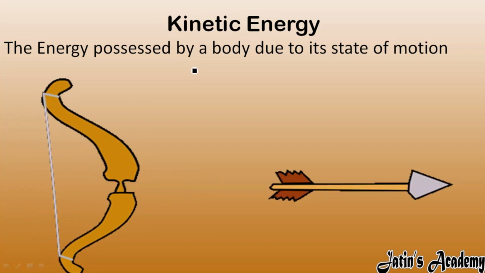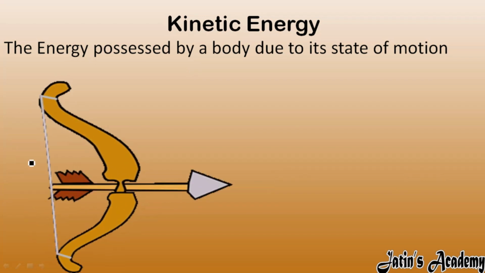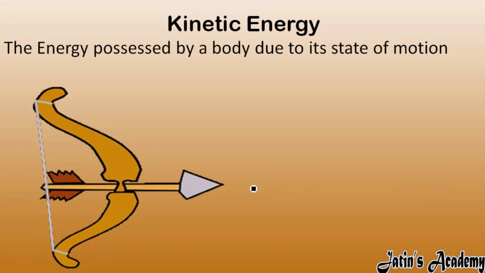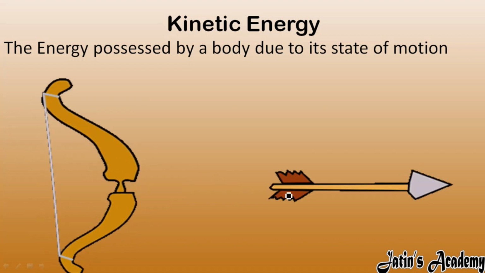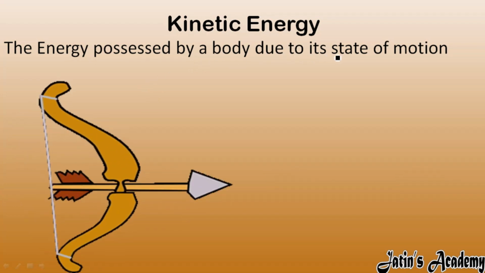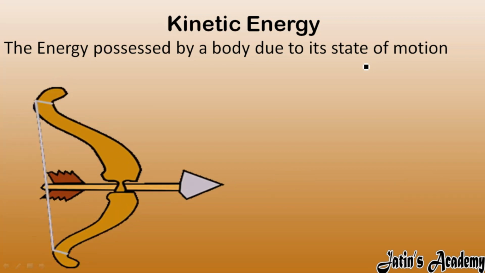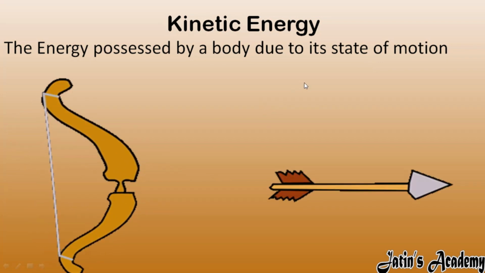What is kinetic energy? Now instead of focusing on this bow, focus on this arrow. The energy possessed by a body due to its motion, its state of motion, is called kinetic energy. So the energy possessed by this arrow, which is in motion, is kinetic energy.